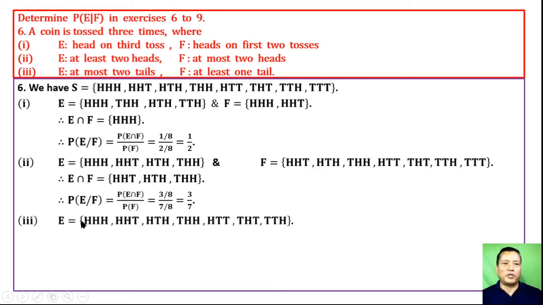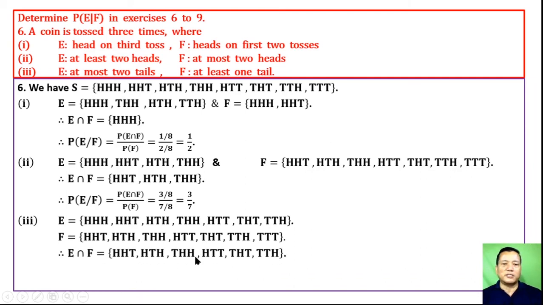For Roman number 3, E is at most 2 tails. F is at least 1 tail. Their intersection is common. Therefore, P of E given F has this formula, and the value for E intersection F is 6 by 8. P of E is 7 by 8, so 6 by 7.